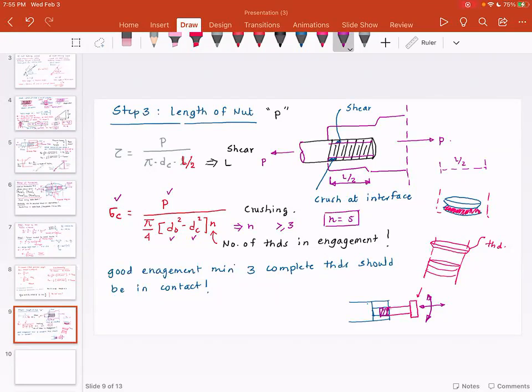Please note that the pitch of the thread on the screw has to be the same as the pitch of the thread in the nut. So the pitch has to be the same, which means the length is equal to the pitch multiplied by the number of threads.